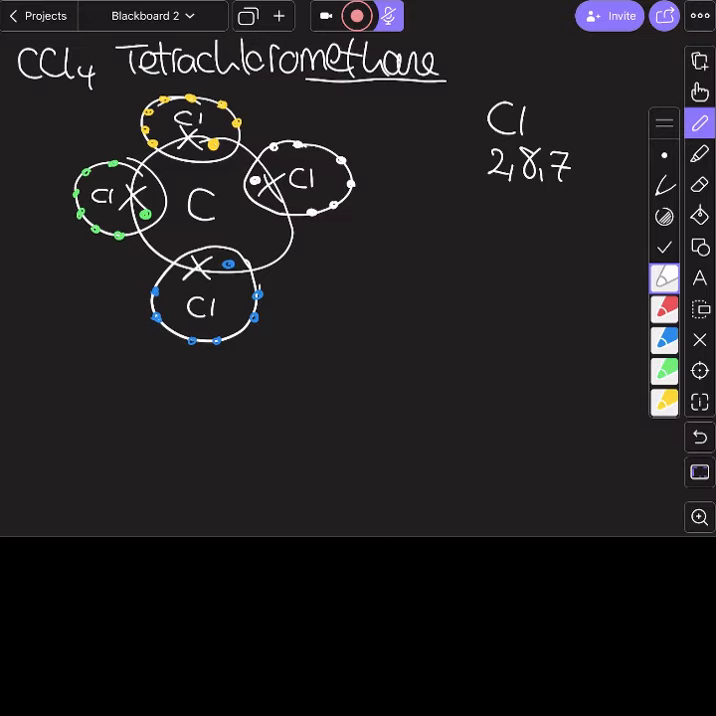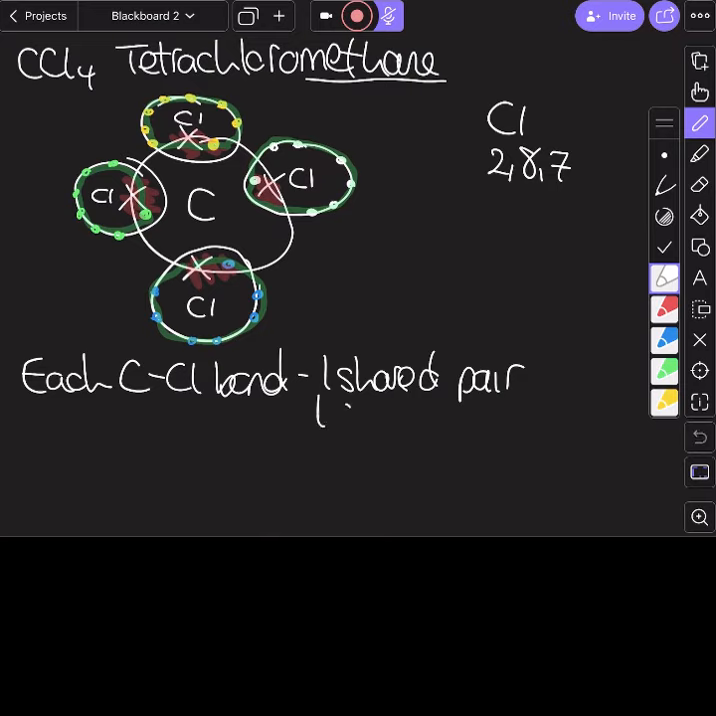So if we just look at the carbon, carbon now has 2, 4, 6, 8 electrons. It has a full outer energy level. It's ridiculously happy. And if we look at each chlorine, each chlorine now has 1, 2, 3, 4, 5, 6, 7, 8 in total. There is 8 in total here, and there is 8 in total here. So chlorine is now happy. So each C-Cl bond is one shared pair and one sigma bond.